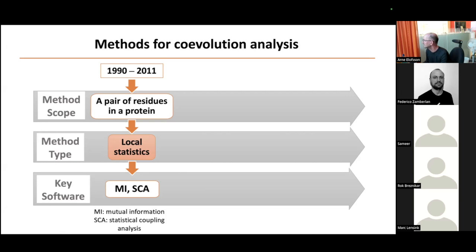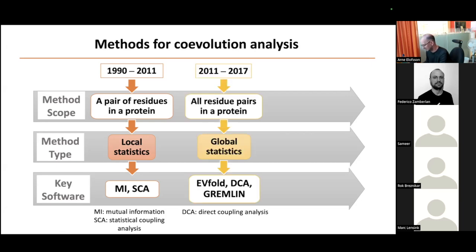Then about a decade ago, people invented the so-called global statistical methods. What are global statistical methods? Instead of looking at one pair of residues at a time, global statistics allow people to look at all pairs of residues in a protein at a time. By doing that, they were able to understand which pairs of residues are directly co-evolving, and which ones seem to be co-evolving due to transitivity of this coevolution.